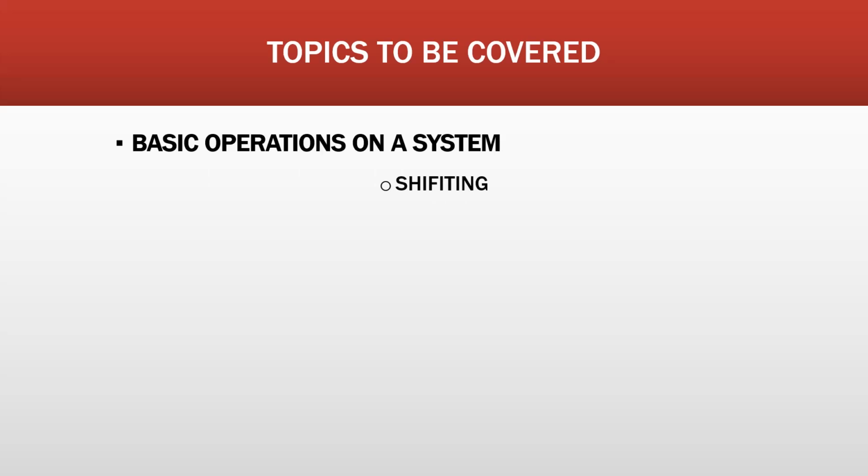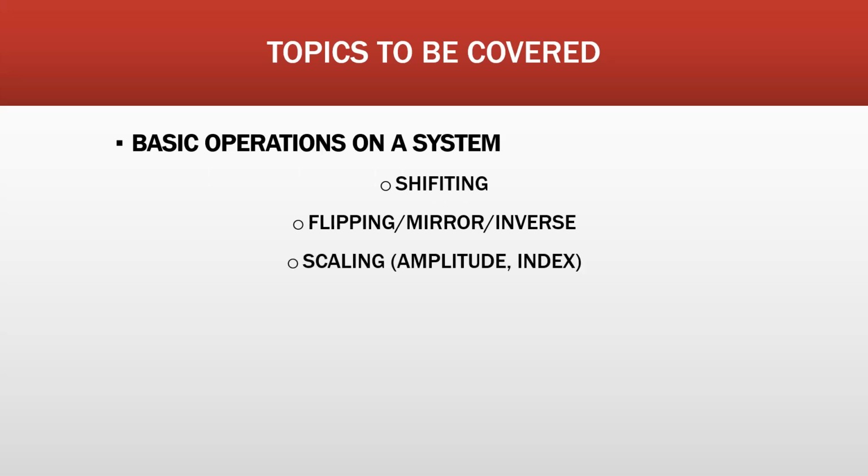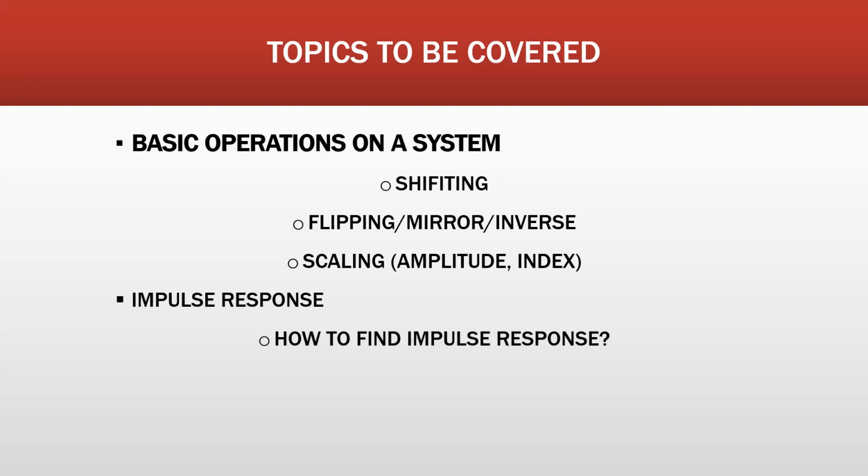The basic operations that are being applied on a system are: number one is shifting, number two is flipping, mirror or inverse, and number three is scaling. Two types of scaling are involved: index scaling and amplitude scaling. The second main topic is impulse response. Now, how to find impulse response and how we can construct an arbitrary signal using impulse signals or impulse responses.